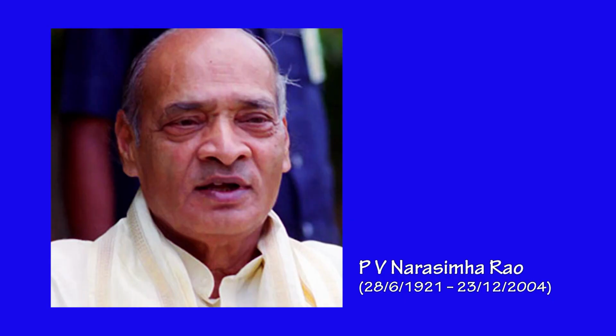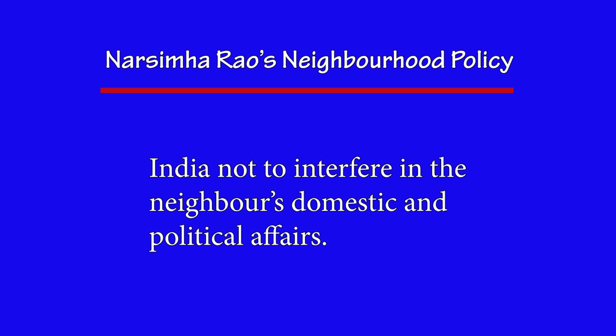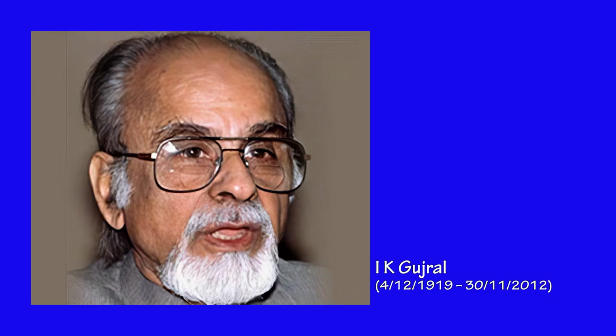Next, after the regime of Rajiv Gandhi came the regime of Narasimha Rao. He was quite different in his approach regarding India's neighbourhood policy. He did not want India to interfere in its neighbours' domestic and political affairs. That was quite different from his predecessors. But the striking change that came to Indian foreign policy, or to be more specific its neighbourhood policy, was in the year 1996, when Indian Prime Minister Inder Kumar Gujral announced his Gujral Doctrine.